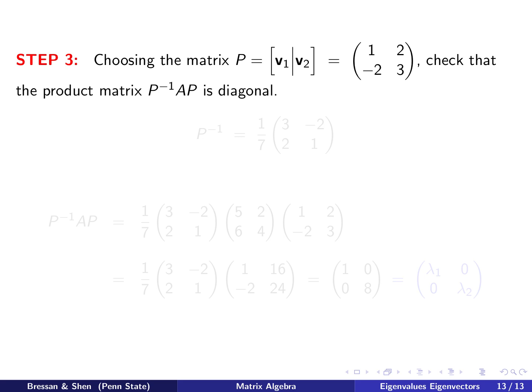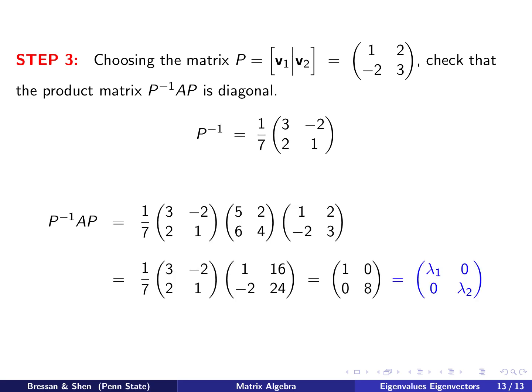Now we can use those two vectors to form the matrix P, v1, v2. Put in the numbers, it looks like that. And let's check if the product P inverse times A times P is diagonal. So we need to work out the inverse and then work out this product, which we all know how to do. We've learned all these already.